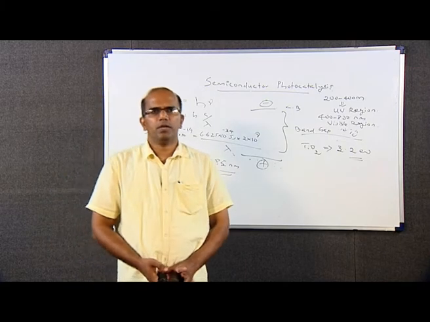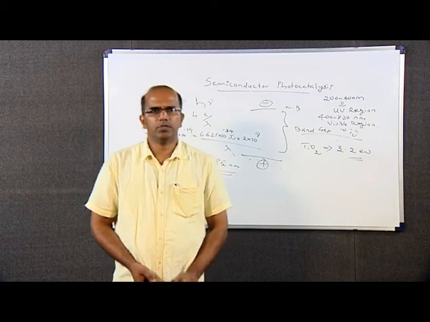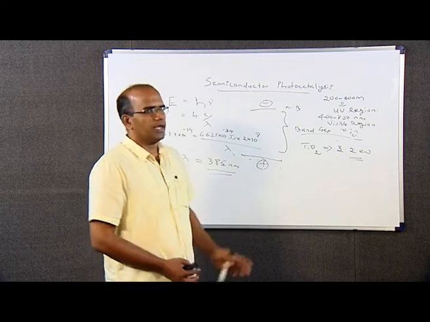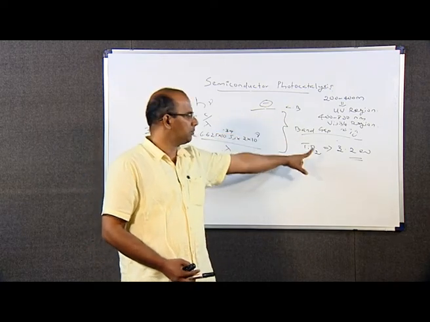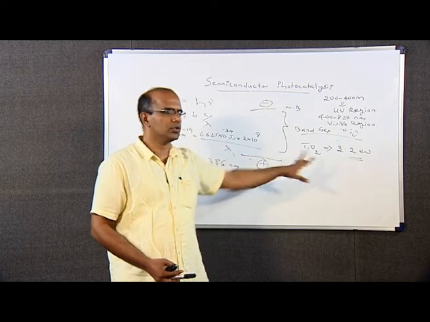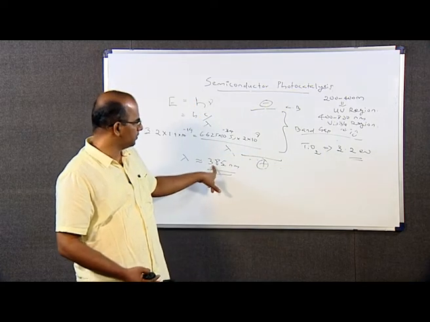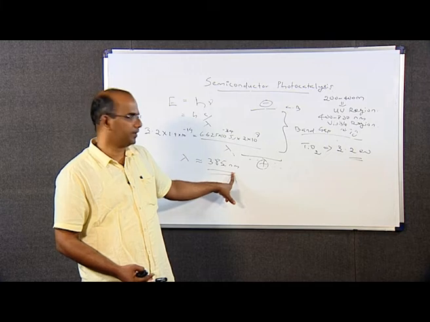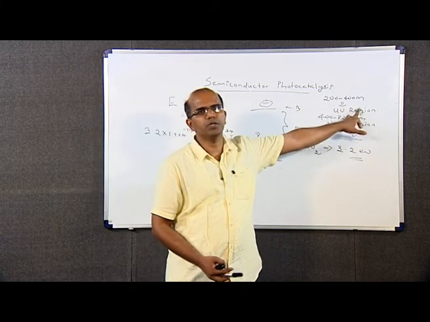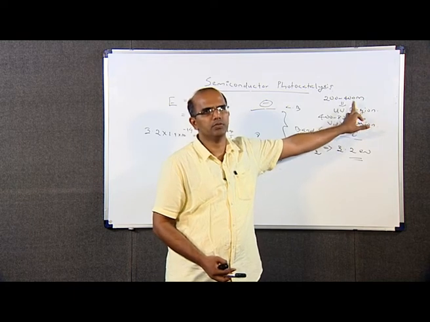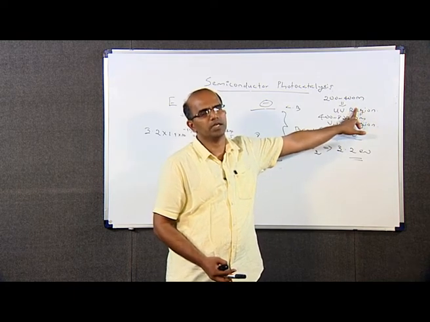Now here one problem is, as I told you, when we excite the electron from the valence band to the conduction band, the normal TiO2 has 3.2 electron volt. That comes under 385 nanometer. 385 nanometer means it is in the UV region, right? UV region in the electromagnetic spectrum.